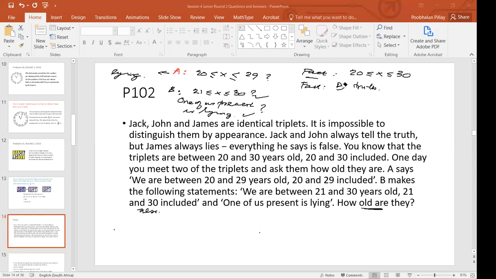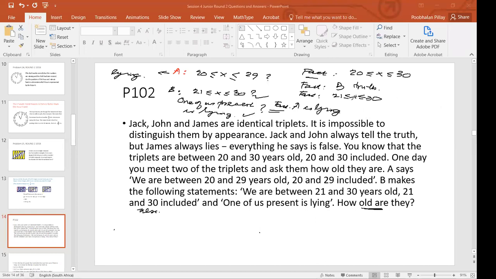Okay, so you've got B is speaking the truth. So what's another fact then? Another fact will be X lies between 21 and 30. B is speaking the truth, you see. So this is also a fact. Another fact is one of us is lying. Not him, so A is lying. All these are now facts. So we should be able to put these facts together to find out what X is.